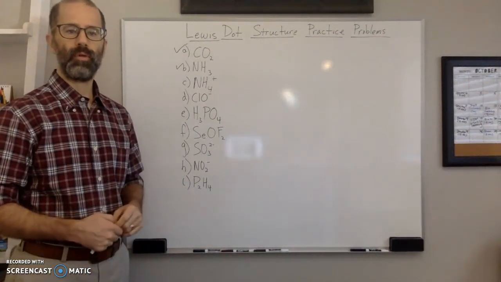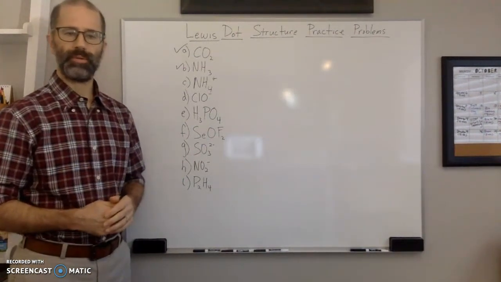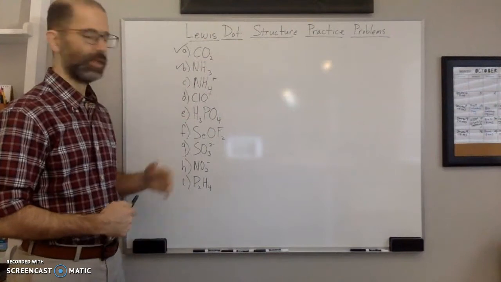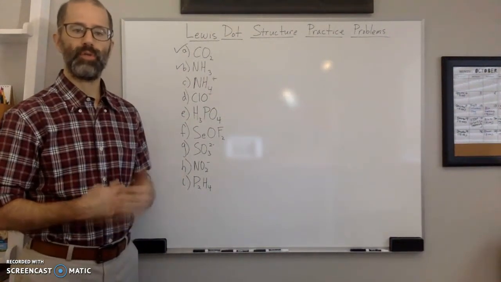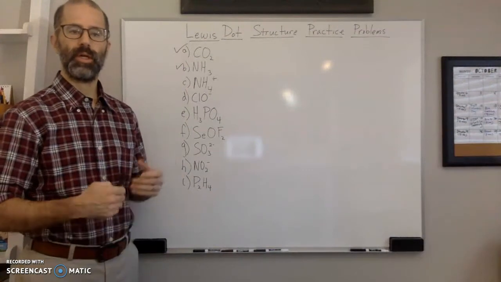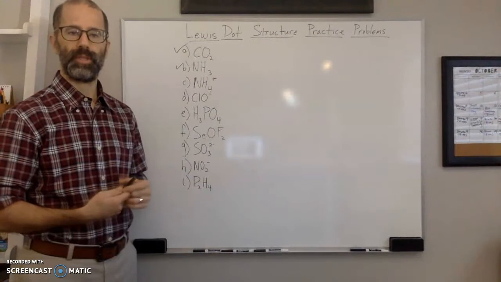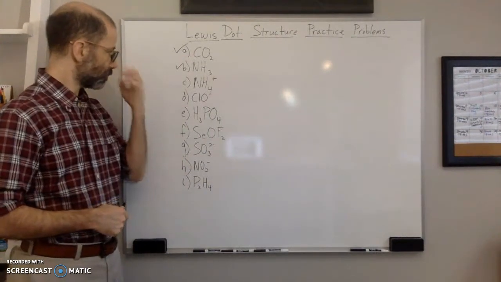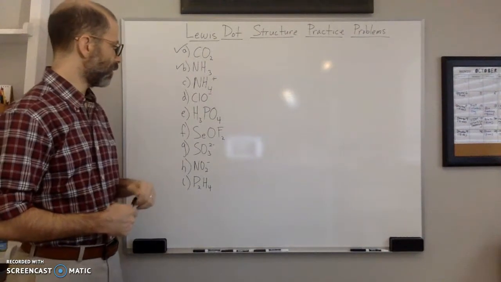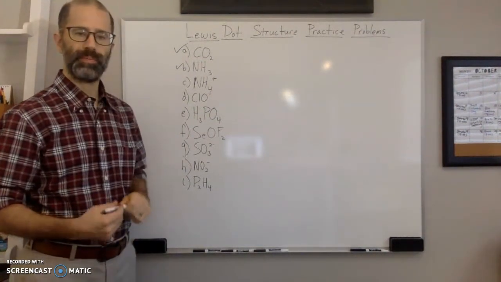My name is Mr. Cobalt, and in this video I'm going to continue going over examples of different molecules and ions, showing you how you can get the Lewis dot structure from those molecules and formulas using the steps that I showed in a previous video. So the first two are already done. Let's go ahead and do C, ammonium.